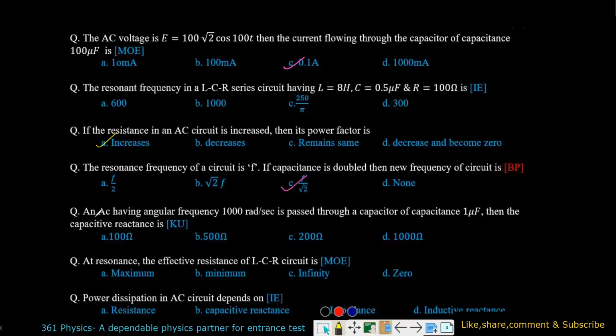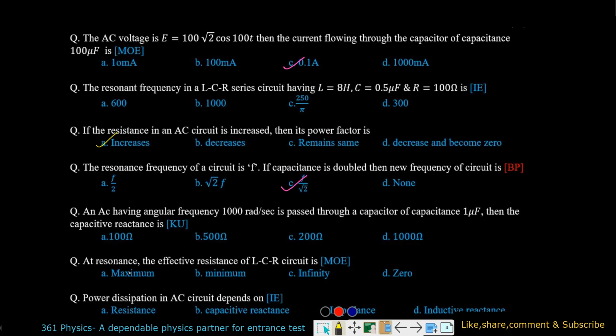Okay, next is an AC having angular frequency, angular frequency meaning this is your omega, sorry, angular frequency F, passed through a capacitor of this capacitance. What is the capacitive reactance? You can just easily multiply. Capacitive reactance means X equals 1 by omega C, that is 1 by 2 pi F C. So you can just multiply all these parameters and easily get it. I did not do the calculation because this video is getting so long.